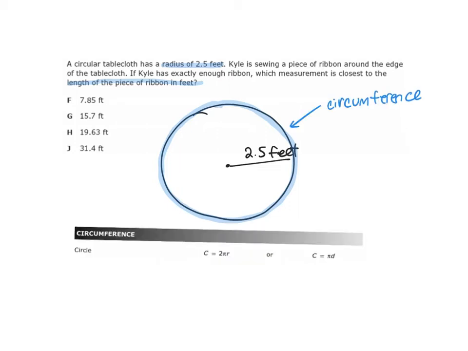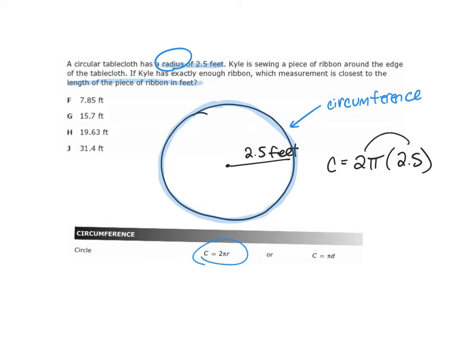And our formula chart actually has two formulas that tell us how to find the circumference of a circle. Either one works, you get to choose. In this case, the problem tells me the radius. So I'm going to choose this formula that has the radius. That's 2 times pi times the radius. I'm just going to substitute 2.5 in place of r in that formula.